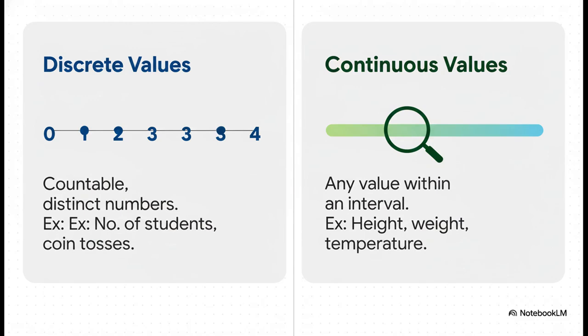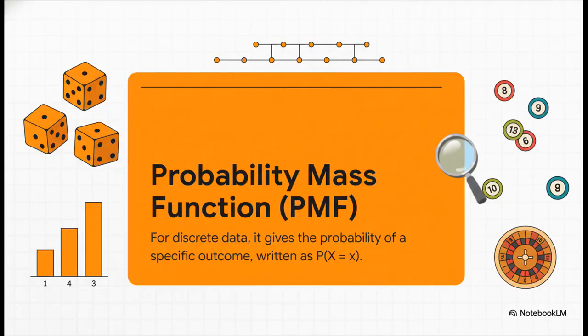So yeah, the most crucial point is just the type of values each one deals with. Discrete is all about countable, distinct numbers. Think integers, right? 0, 1, 2, 3. Continuous, on the other hand, can be any value you can think of inside a range, an infinite spectrum of possibilities. Okay, so how do we actually calculate probabilities with these things? Well, for discrete data, we use something called a probability mass function. Let's just call it a PMF.